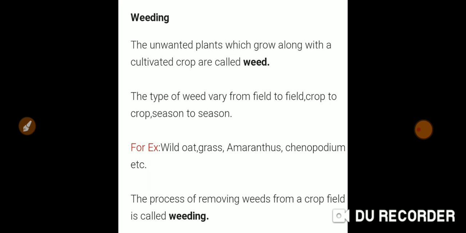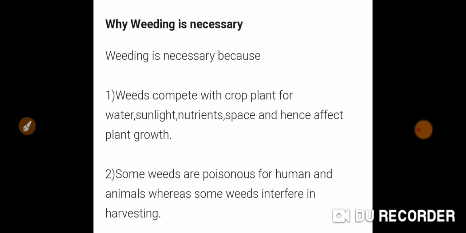Now the question is, why do we need to remove these weeds? Weeding is necessary because weeds start competing with our main crop, the crop that we want to grow. They compete for water, sunlight, nutrients, and space, and in some sense they hamper the growth and development of the main crop. That is the main reason why we go for weeding.